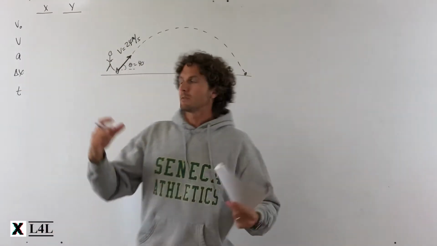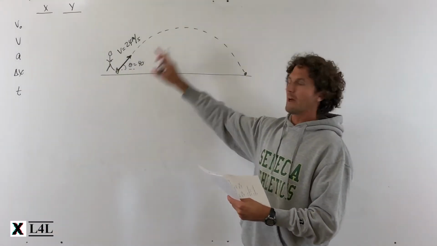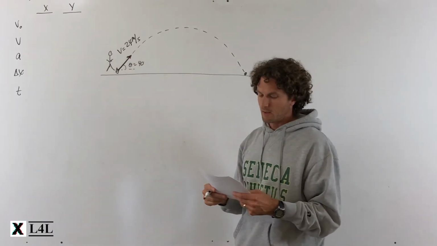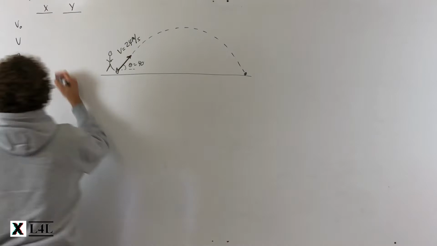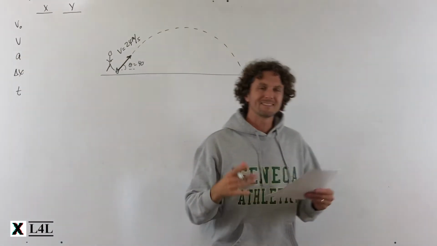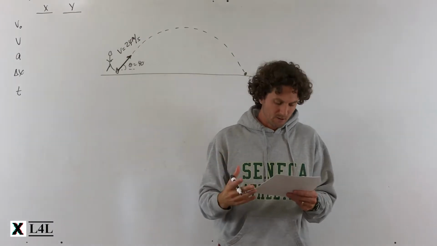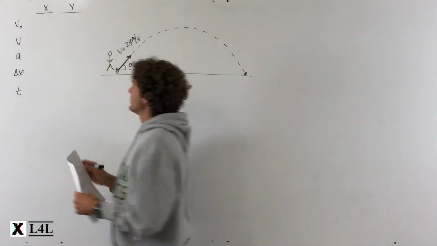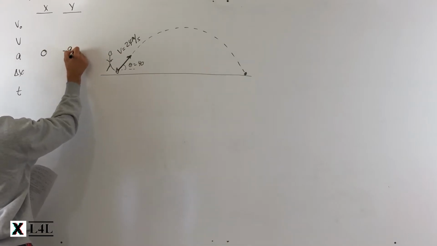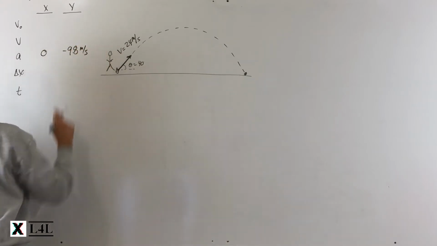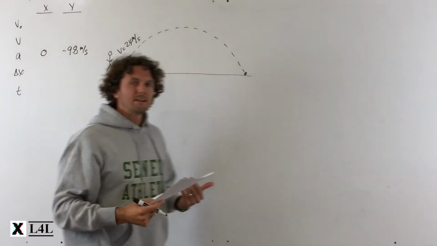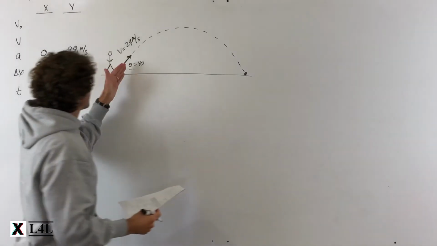Okay, so we have a football being kicked off at 40 degrees above the horizontal at 24 meters per second. So let's go ahead and plug this into our chart. We know that, wait a second, I can't just plug that in, can I? Because this was kicked off at an angle. Well, there is one thing I can do: 0 meters per second squared and negative 9.8 meters per second squared for the acceleration.